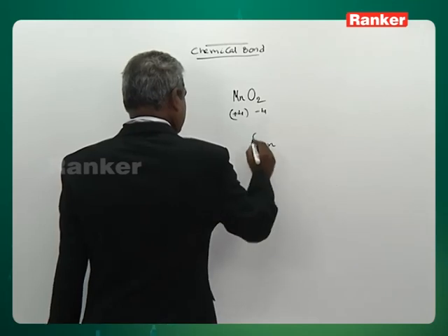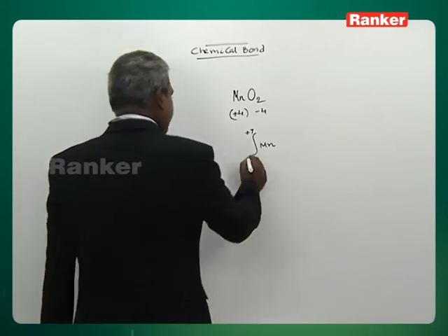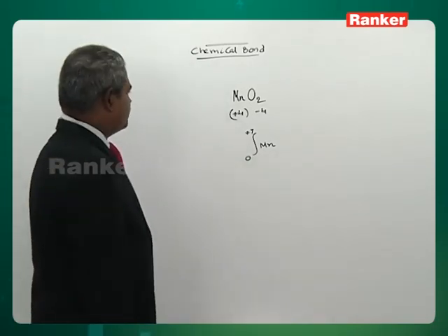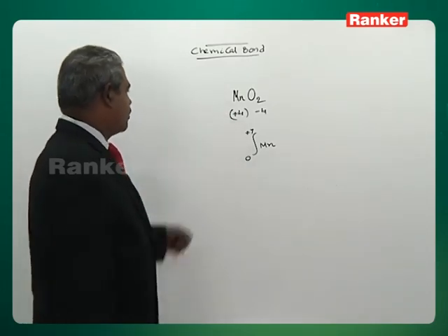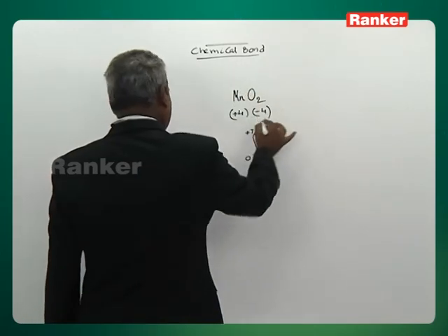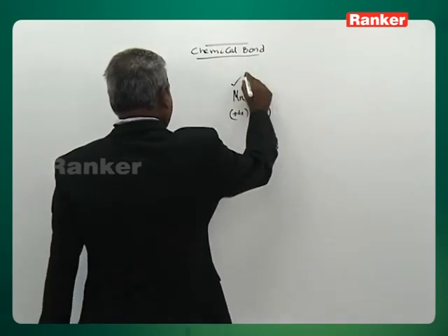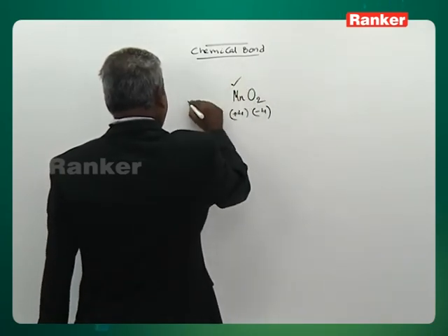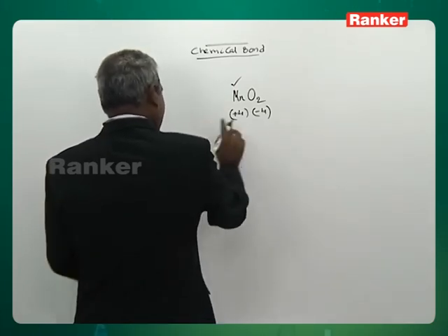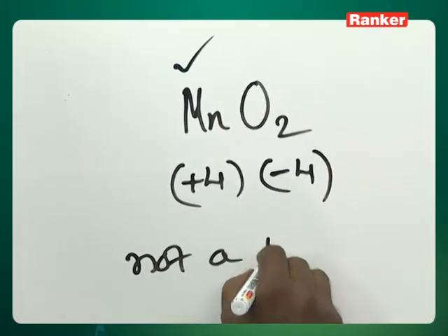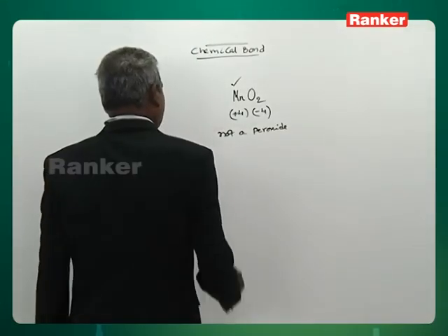Manganese says no problem for me. Why? Manganese belongs to the 7th group, plus 7. Highest oxidation state is plus 7. Minimum, of course, for a metal is 0. From 0 to plus 7, manganese can take anything. Therefore, manganese plus 4, no problem. Giving minus 2 to oxygen here is not wrong. So it is an oxide. Tick mark means okay for manganese. This is not a peroxide, this is a normal dioxide.